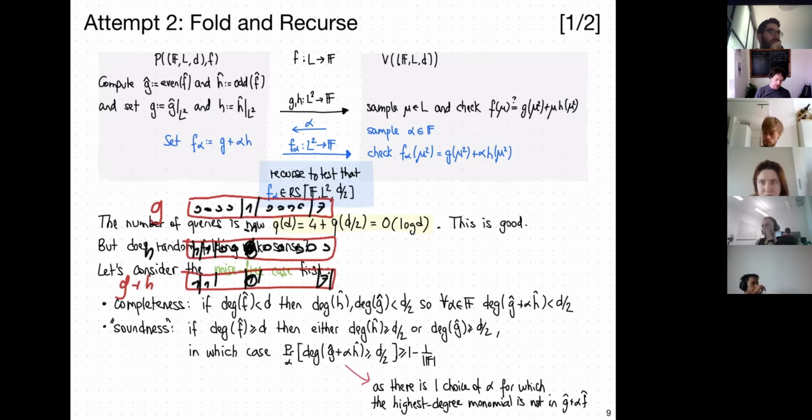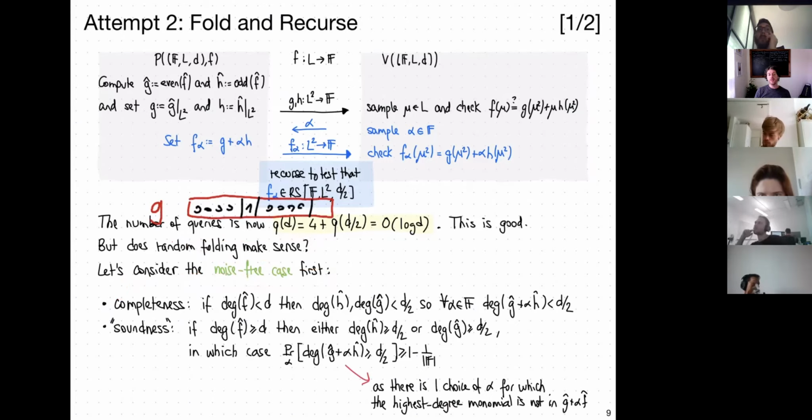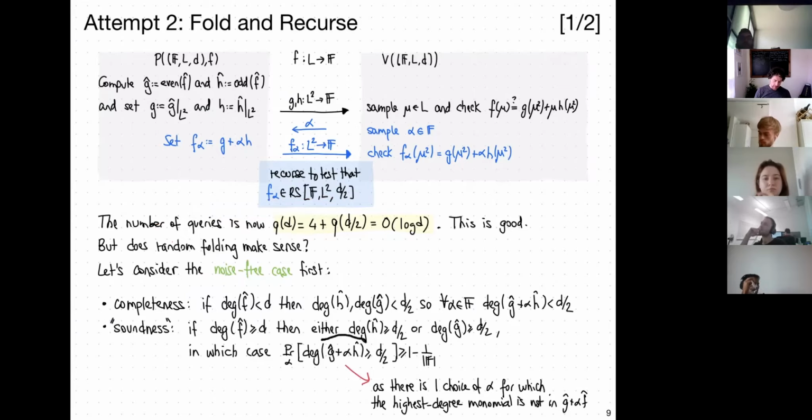We'll get that this is really ugly. So we'll get that the probability that the degree will drop is at most 1 over the field size. So why is that? Think about what's happening here. We have this g and we have h. So think about two polynomials.